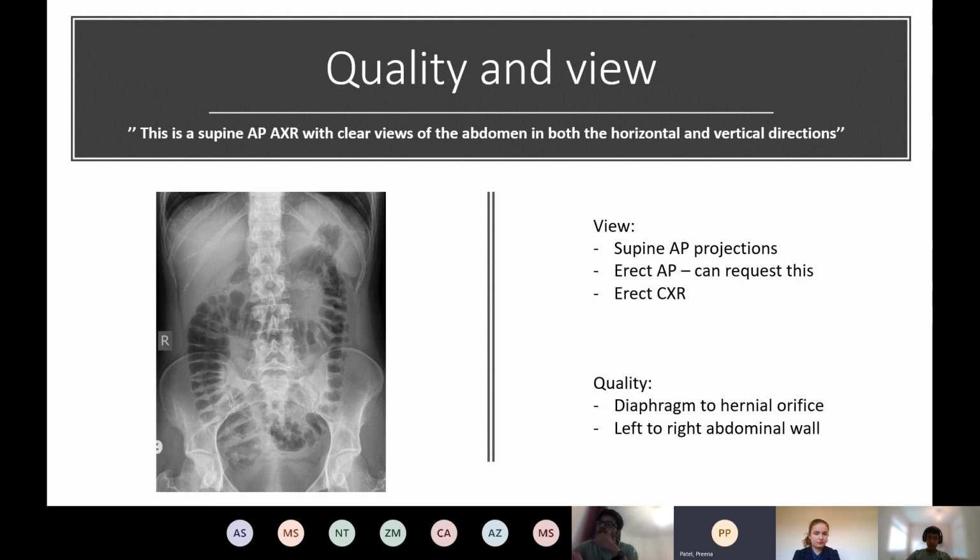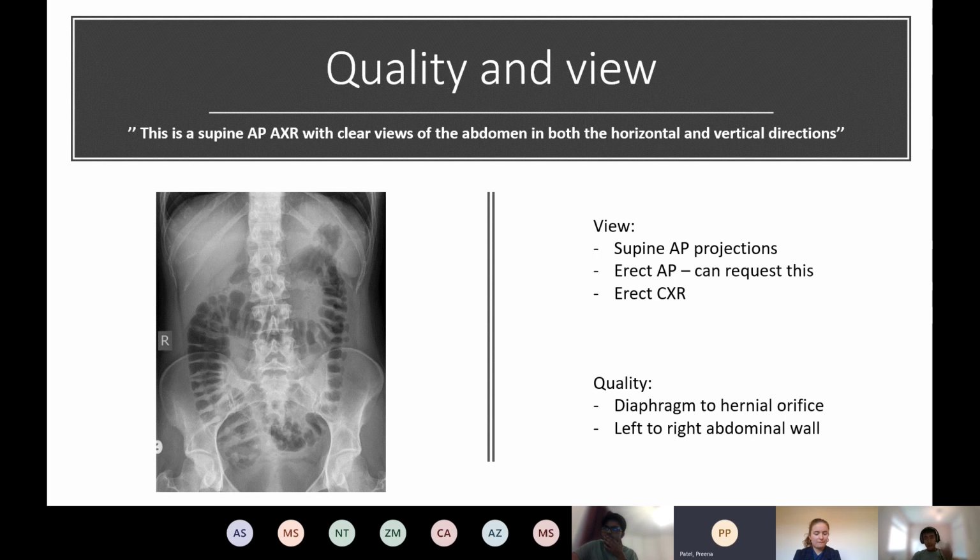Okay, so the view is that for all Abdo X-rays, it's not like chest where it could be AP or PA. All of them are AP. And most of them are supine, but for certain reasons, I'll come back to it, you can order an erect one. And if you really want to just look at the very top, like just the diaphragms and the bit below it, you can also do an erect chest X-ray. And the quality, you determine by going left to right. What you're really looking for is that you see the air outside the person on the left, the real black bit, and the air on the outside of the person on the right hand side as well.